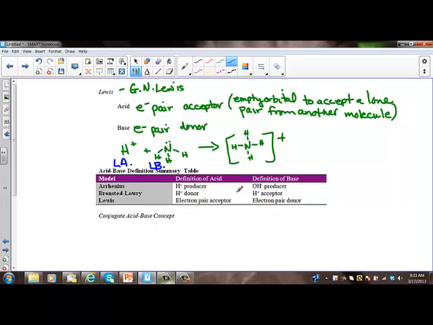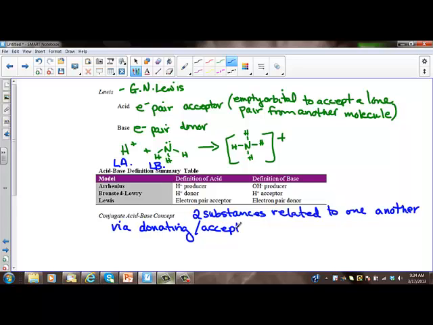Let's talk about conjugate acid-base pairs. A conjugate acid-base pair is two substances related to one another via donating or accepting a single proton.